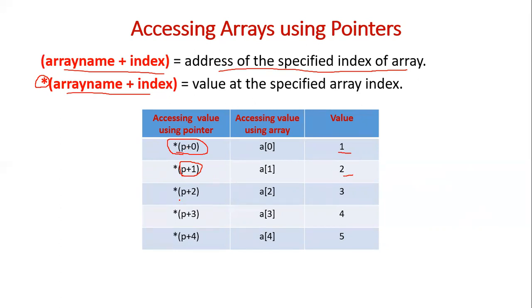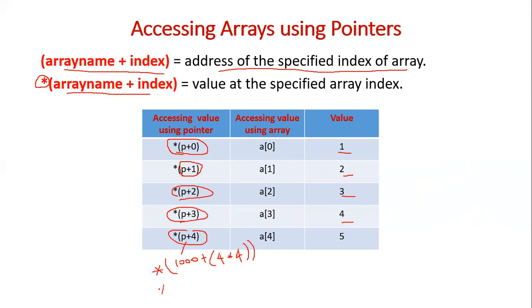Or you can say star p plus 2 means value at 1008. That is 3. Star p plus 3 means value at 1012. That is 4. Star p plus 4 means, p is 1000, and 4 means you cannot use just the 4. That 4 should be multiplied with the scale factor. So it is an integer pointer, so it should be 4 into 4. So 4 into 4 is 16. So it is value at 1016.